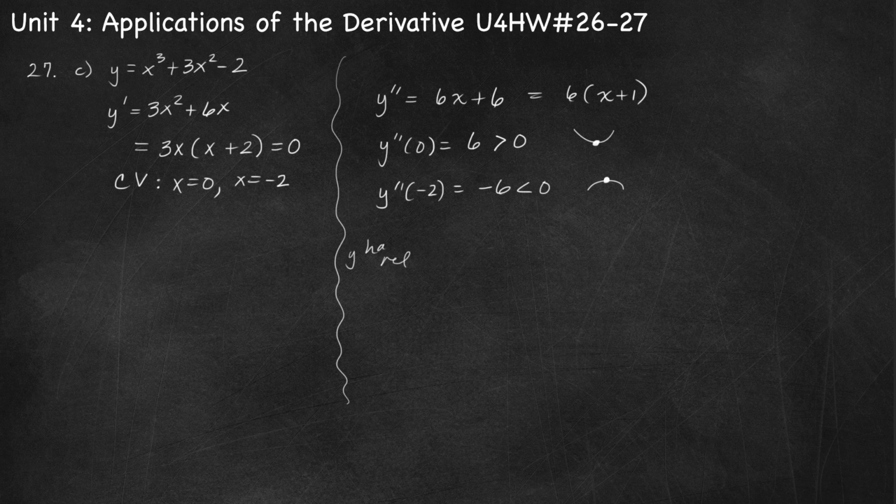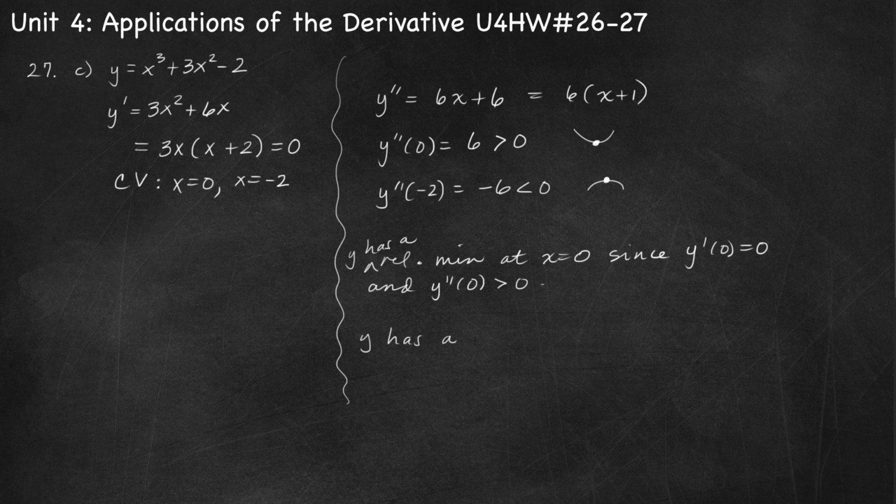So y has a relative min at x equals 0 since y prime of 0 equals 0 and y double prime of 0 is positive. Y has a relative max at x equals negative 2, since y prime of negative 2 equals 0, and y double prime of negative 2 is negative.